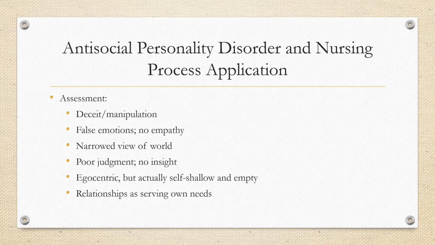Thought process and content are likely narrow and distorted. They believe in caring for themselves because no one else will, and that it's a dog-eat-dog world. They have poor judgment and don't care about legalities, morals, or ethics. They're motivated by what they want, and they want it now, so they can be impulsive. There's also a lack of insight, and problems are viewed as someone else's fault.